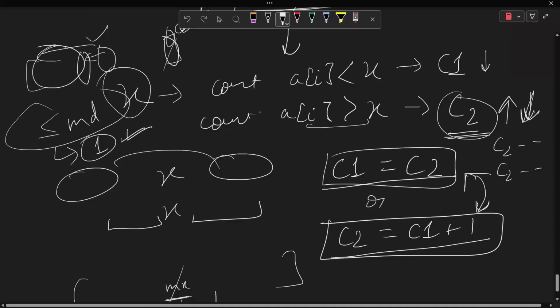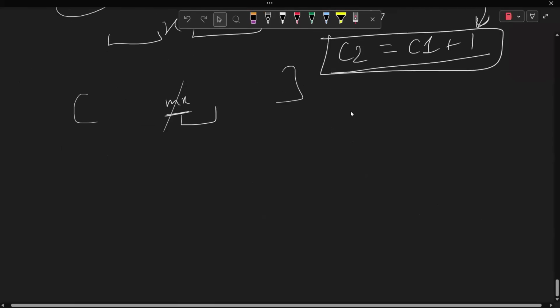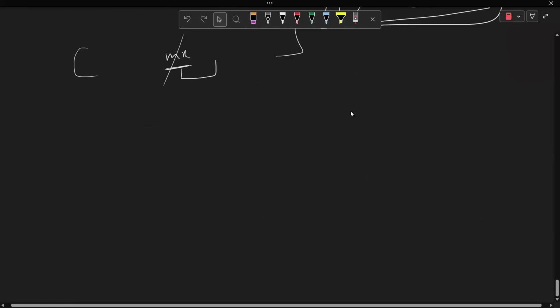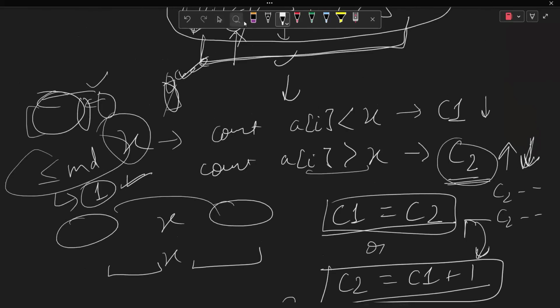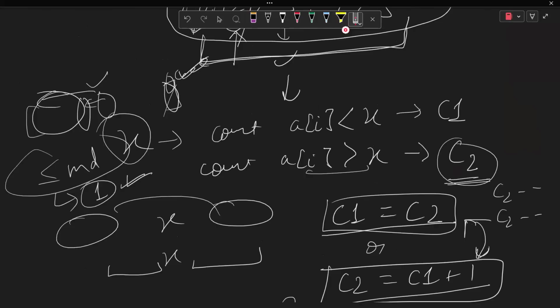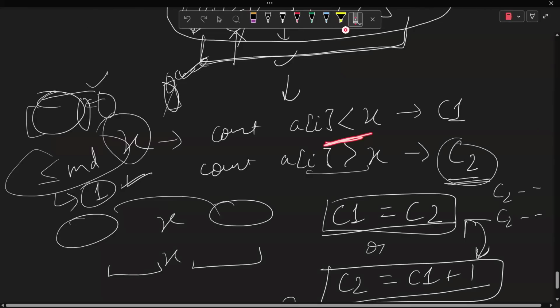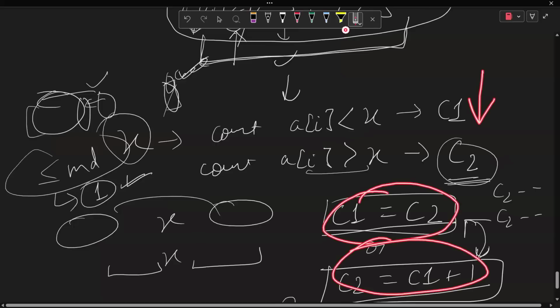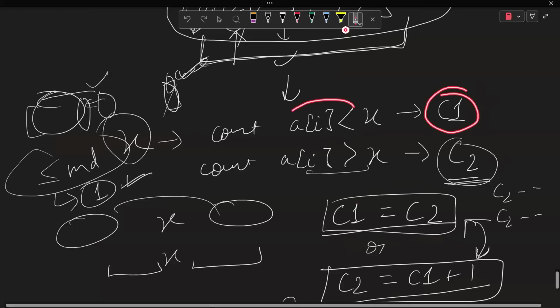Now what about the elements greater than the median? That was the main complex part of this problem. Okay, let's try to think. What would happen for elements greater? You had c1, c2. For elements greater than the median, the count of elements less than x would become more and the count greater than x would become less. So you actually need to reduce c1 to make them equal. So you need to reduce the smaller elements.